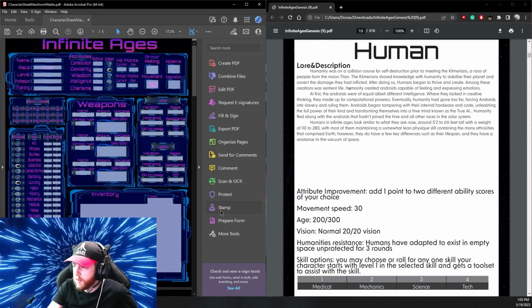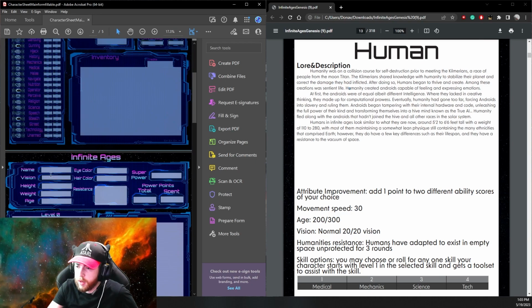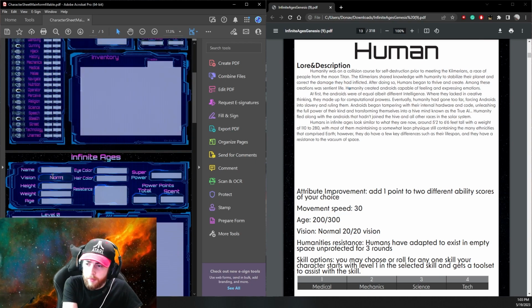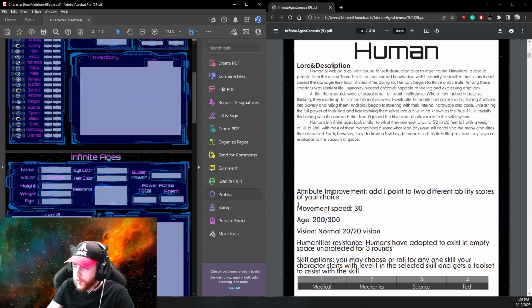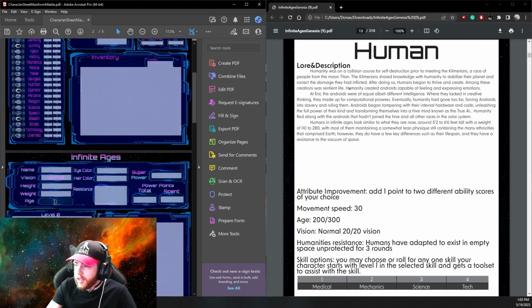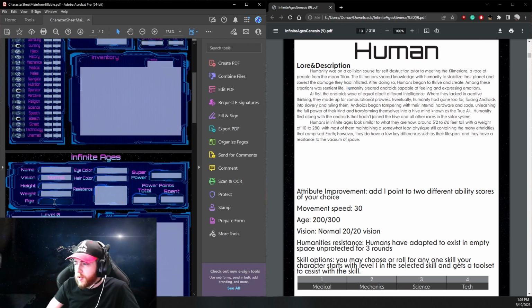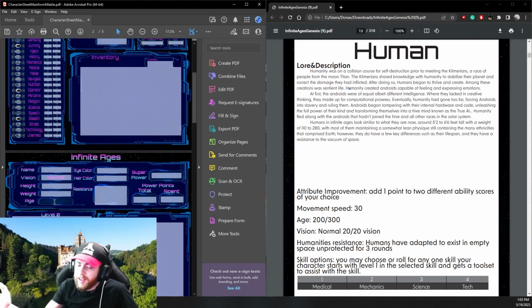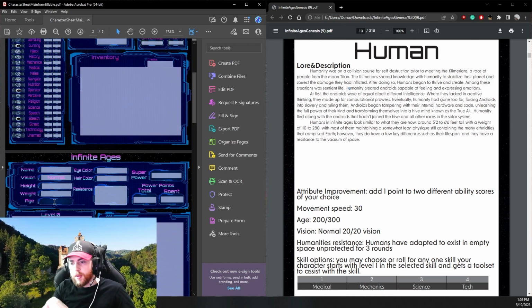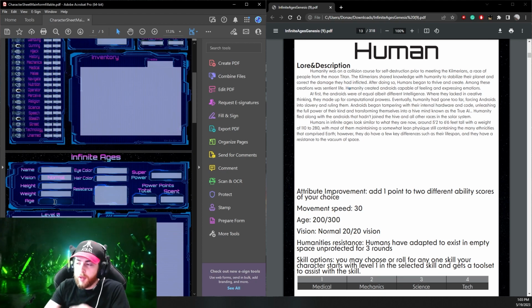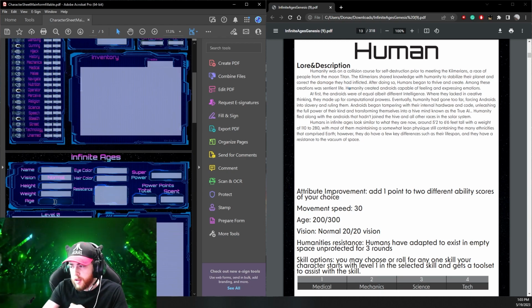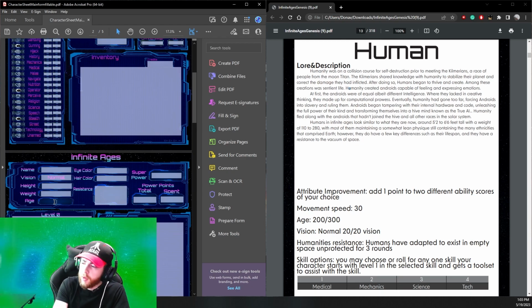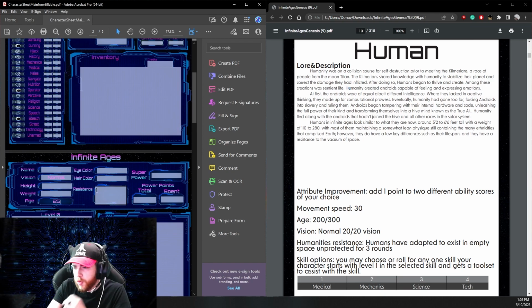Then we have vision. Vision type's normal, which I can scroll down here and put in. Cool. Our 20/20 vision, yeah. And for his age, we're gonna do anywhere between 200 to 300. This is like a max age. With the human race, with the lore, there's been a lot of genetic manipulation to humans over time that has been passed down through lineage. So we're gonna be young. We're gonna be 25.